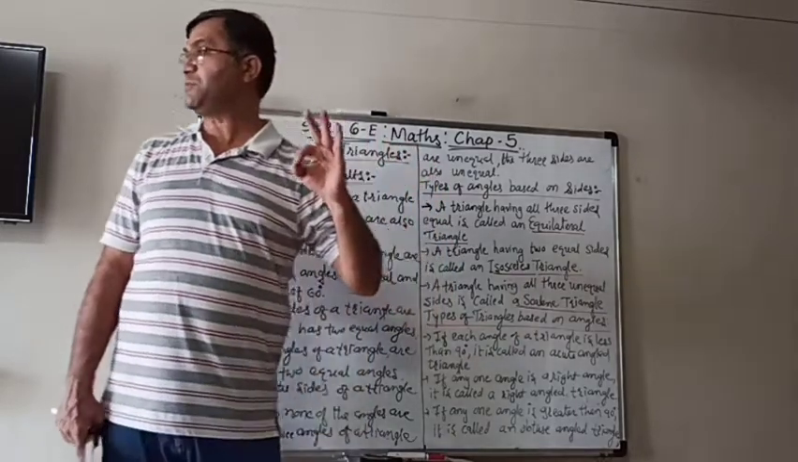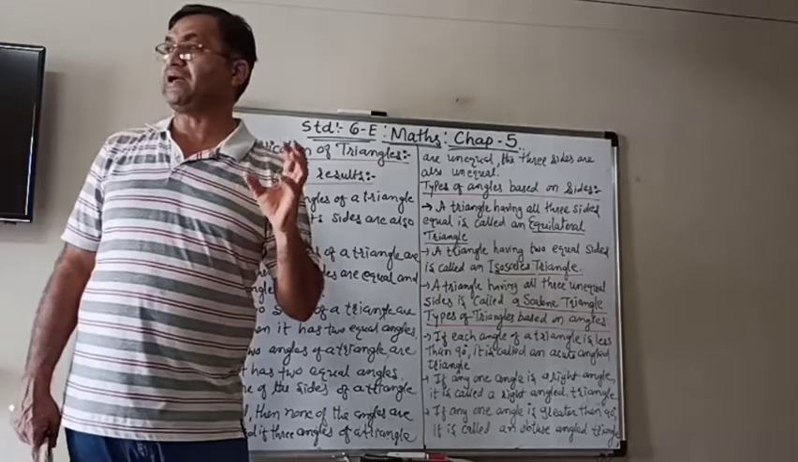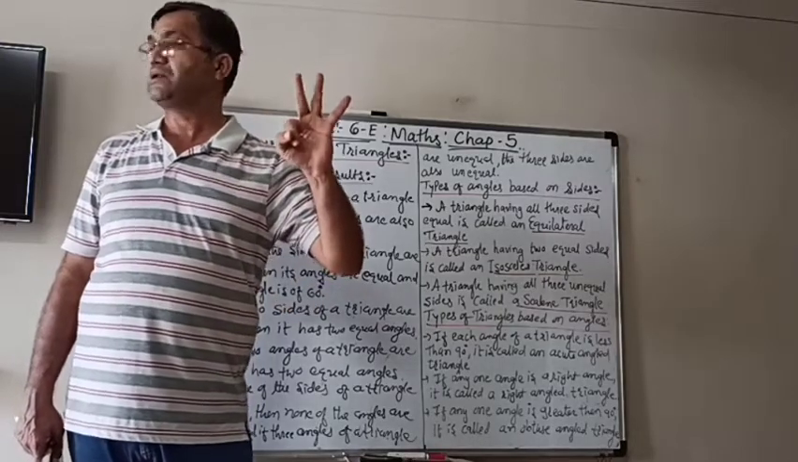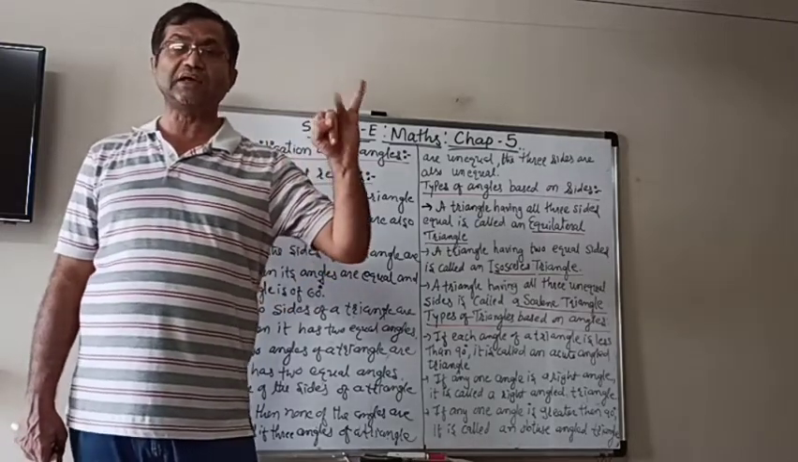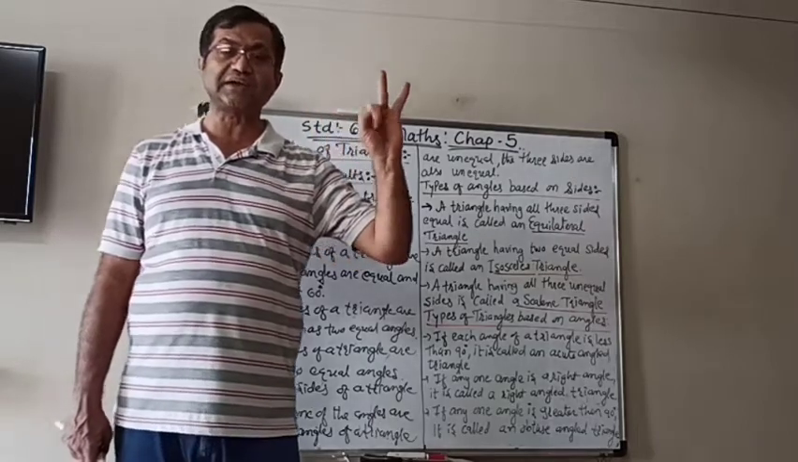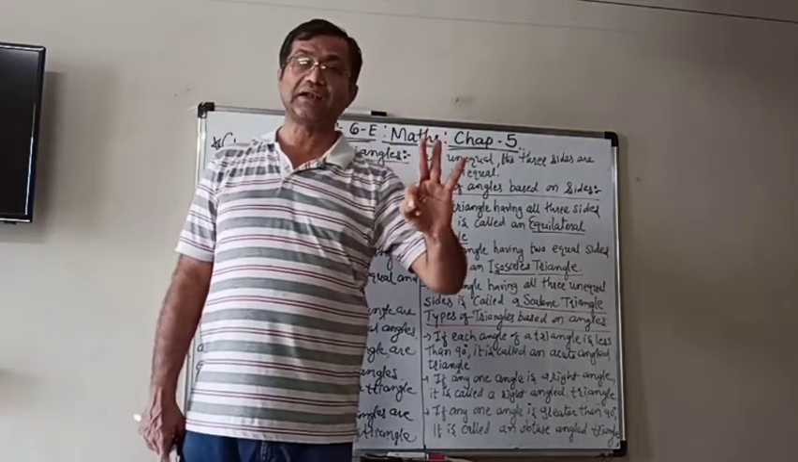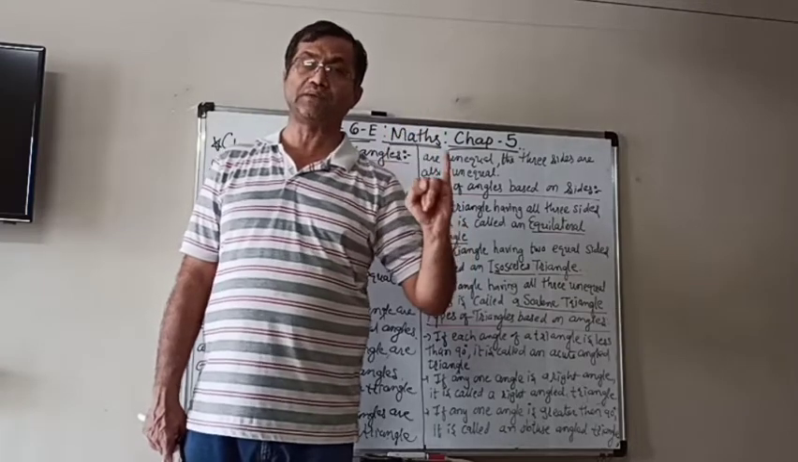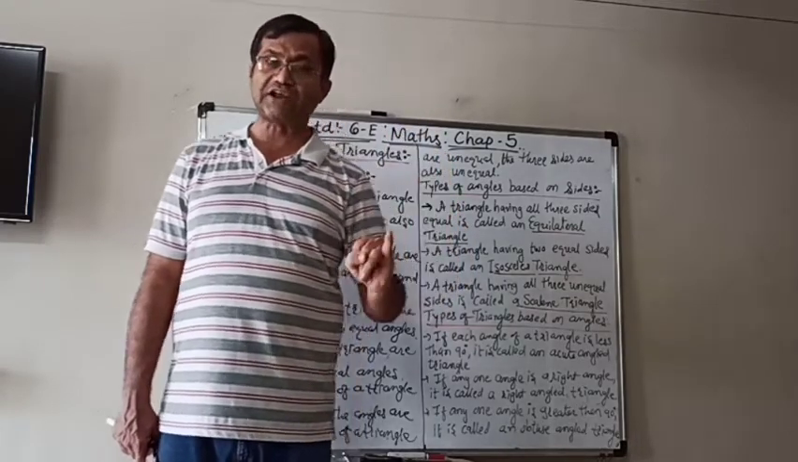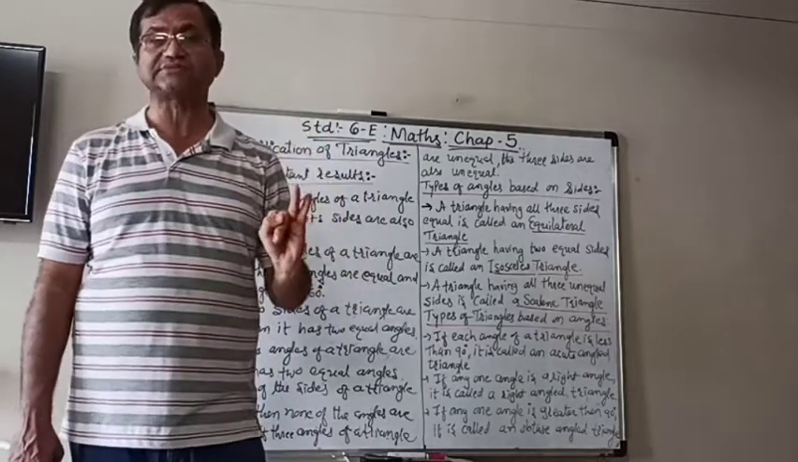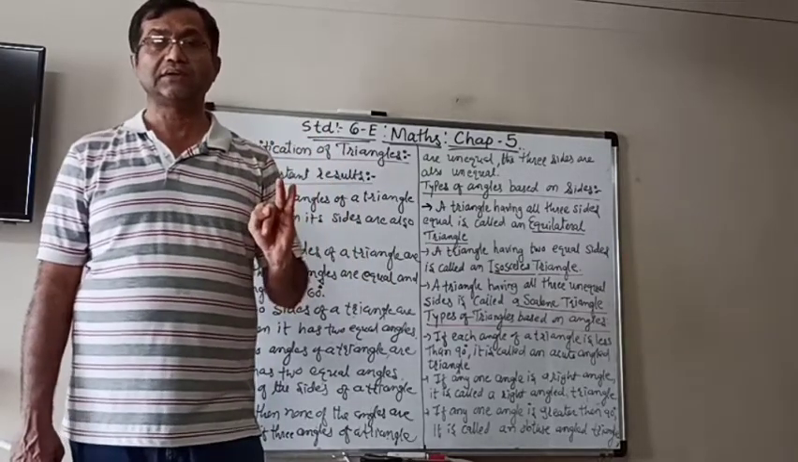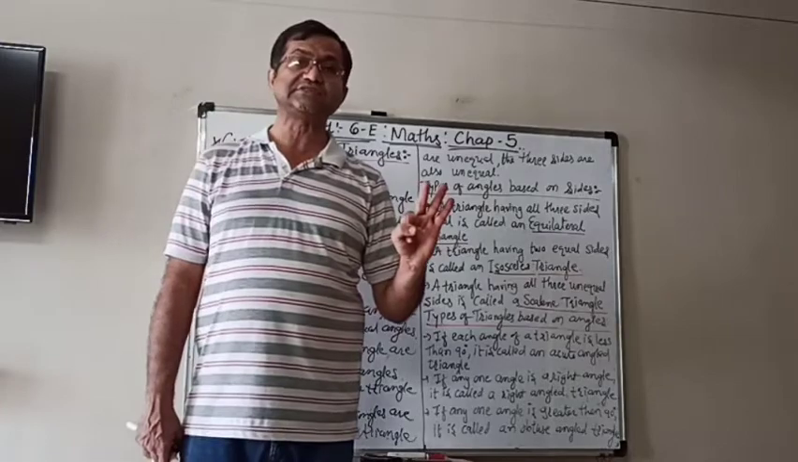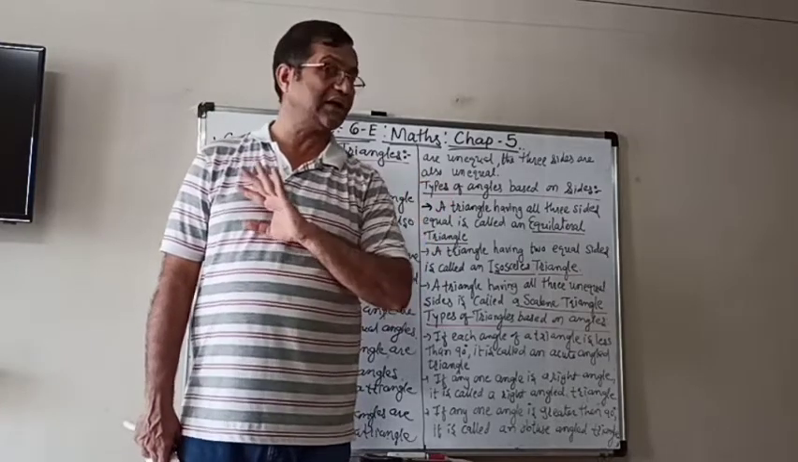So on the basis of sides, the triangle is classified into three: equilateral triangle, isosceles triangle, and scalene triangle. Equilateral means all three sides are equal. Isosceles means any two sides are equal. Scalene triangles means all sides are unequal.